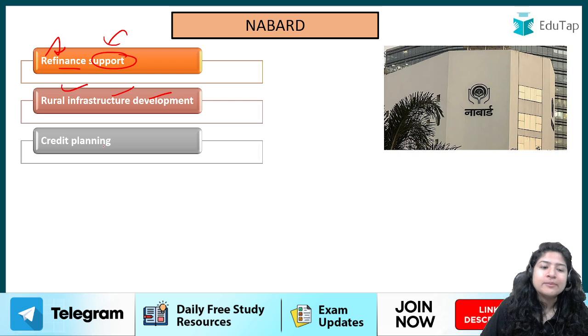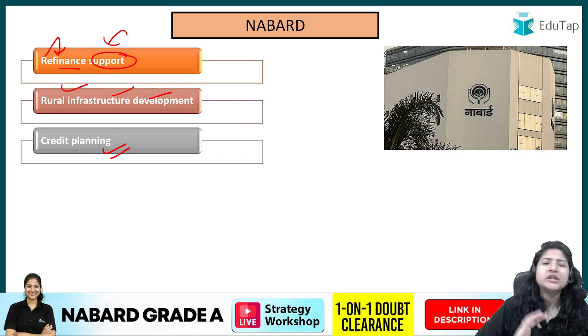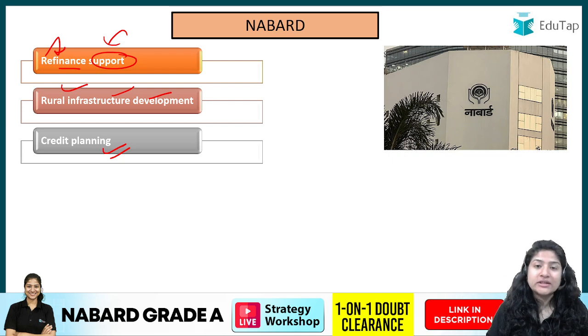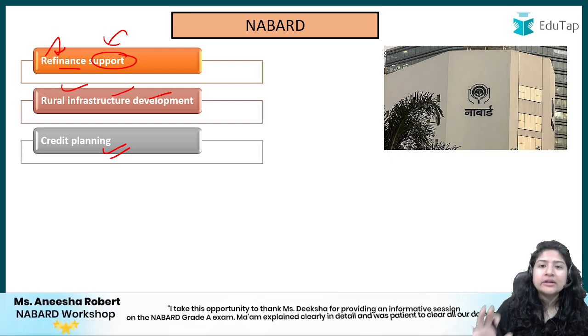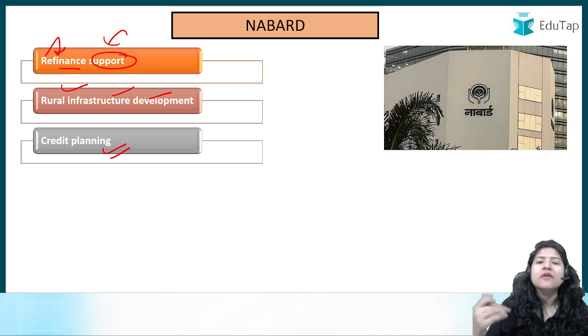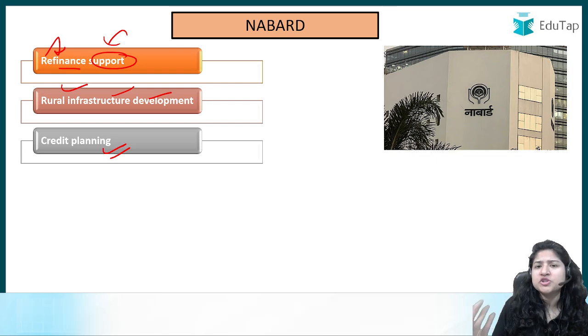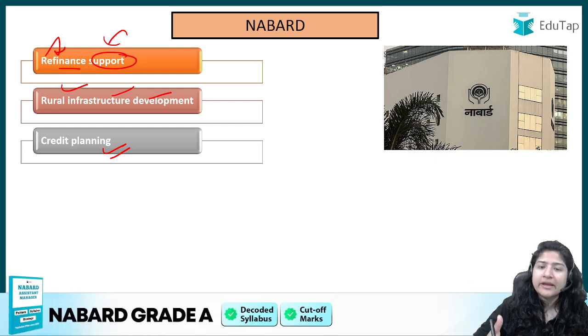Then coming to credit planning, right? What will you see in NABARD, the organization? They don't directly deal with the farmers. They deal with other stakeholders who then work at the grassroots level and distribute the money. For example, there will be a policy, or any such project that has been given by the government, right?